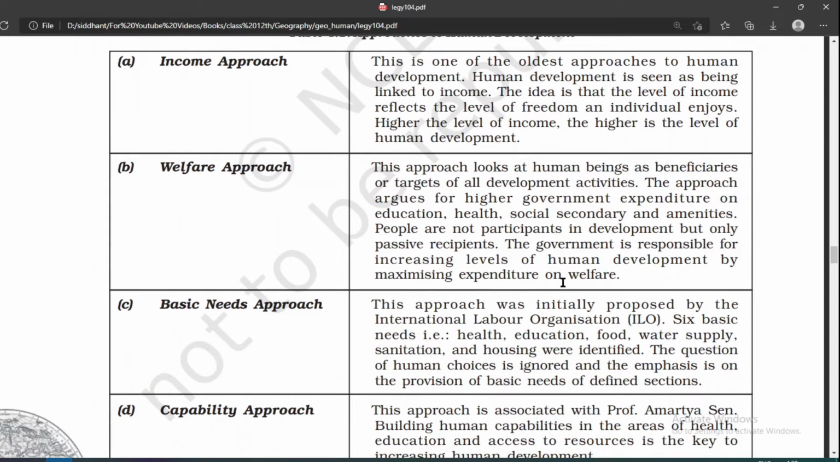Welfare approach. This approach looks at human beings as beneficiaries or targets of all development activity. This approach argues for higher government expenditure on education, health, social security, and amenities. People are not participants in development but only passive recipients. The government is responsible for an increasing level of human development by maximizing expenditure on welfare.